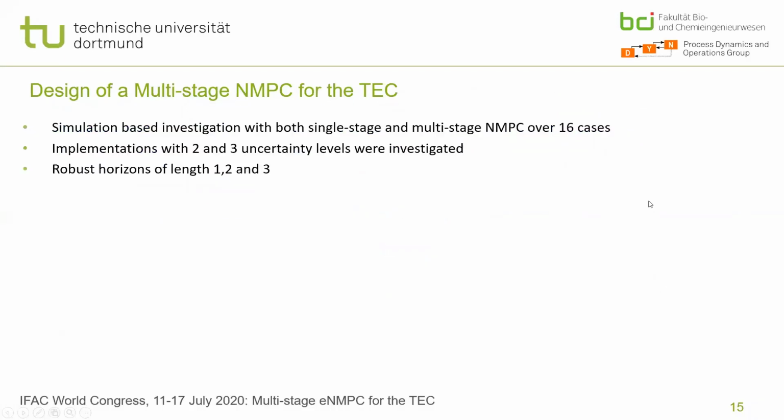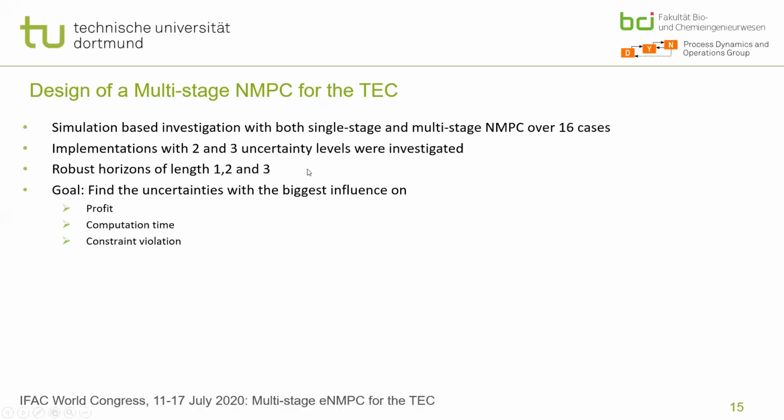Furthermore, we want to investigate what is the best multi-stage NMPC implementation for this plant-wide test case. And for that, we have done more simulations with both 2 and 3 uncertainty levels for each of these 2 parameters, alpha 1 and alpha 2. And we have tested robust horizons of length 1, 2, and 3, because anyway, more than that was becoming too cumbersome for our machine, and we could not perform those simulations.